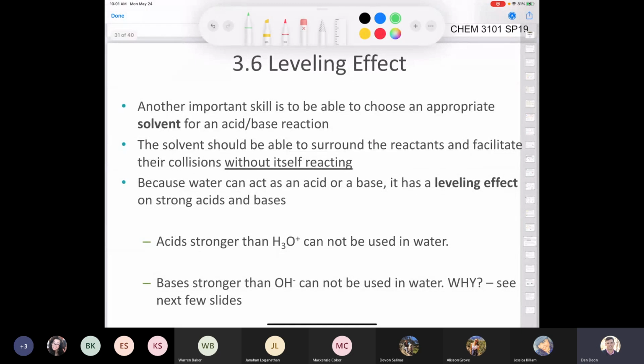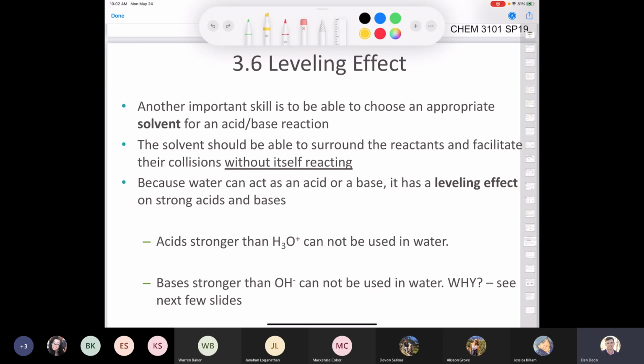Section 3.6 deals with what's called the leveling effect. And follow along with me here. It says another important skill is to be able to choose an appropriate solvent for an acid-base reaction, right? You think about virtually all of the acid-base reactions that you would have done in general chemistry too. They were pretty much all done in water, right? Everything was done in water. Well, what you're going to see in organic chemistry is, do we do reactions in water? Absolutely we do. But we're going to see many, many, many reactions in organic chemistry that aren't done in water and can't be done in water. And there's a good reason for that. There are quite a few reasons for that.